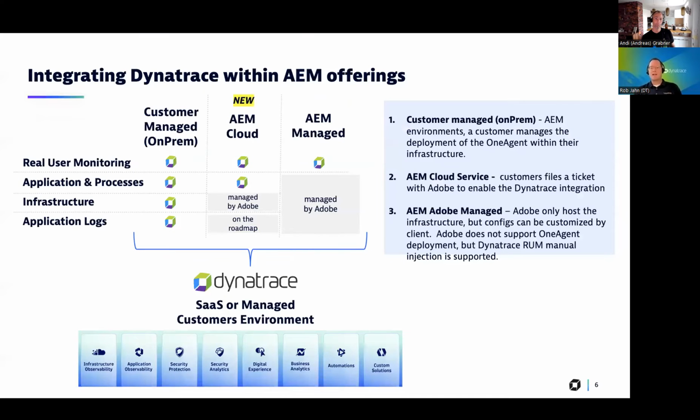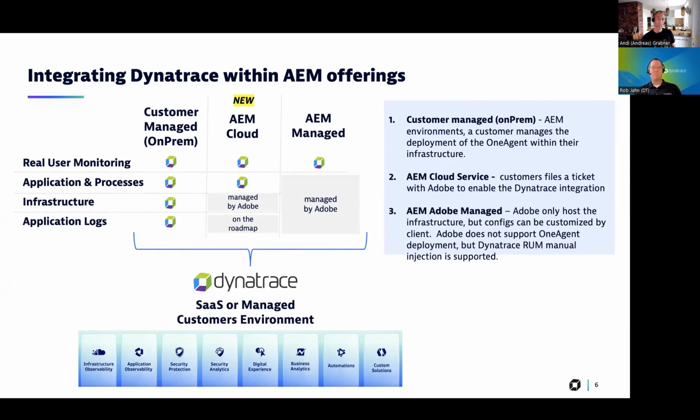And so what this looks like, there's really a couple flavors, if you will. So I tried to lay out this grid to show the three different offerings from Adobe. There's the customer managed, which is where you, the customer, are deploying and managing the infrastructure to host these authoring processes and publishing processes. And the publishing process is essentially the process that hosts your website. So with that, since you're on-prem, you can deploy the Dynatrace OneAgent, gain full stack observability, gain end-to-end tracing, and really take advantage of the whole platform.